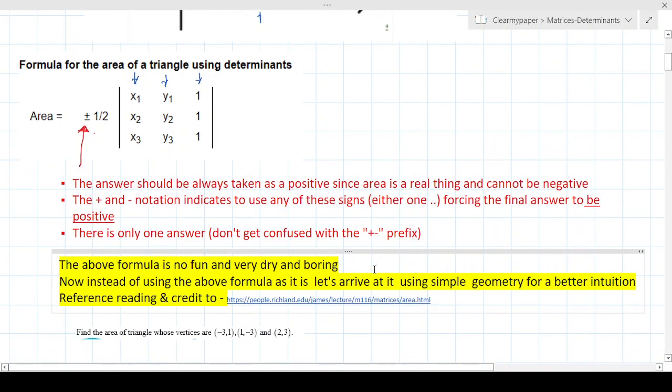As a full disclosure and disclaimer, this is one of the sites that I've referred to here. I put the link. I think the name of the gentleman is James Lecture, from Richland Education. I've just borrowed some of his concepts and the way he has put them, and some of the images are coming from there. In case you want to refer to the source, that's the link I've put. Full credit to the person who has put this, and thank you for that.